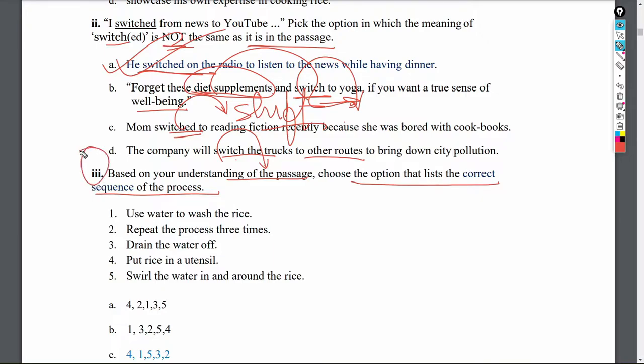You see this question number 3, based on your understanding of this passage, choose the option that lists the correct sequence of the process. This process is about process making, like cooking food, making rice, the technique. You will have to see which process it was. These ideas are there in a jumble as they are in the competitive exam. So you will have to find the sequence, this will not be so easy, you will have to use your brain. And you will have to make full use of the 15 minutes of extra time that will be given to you, then your answer will be correct.